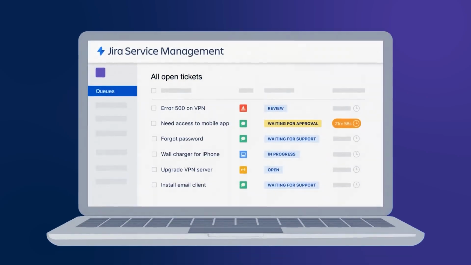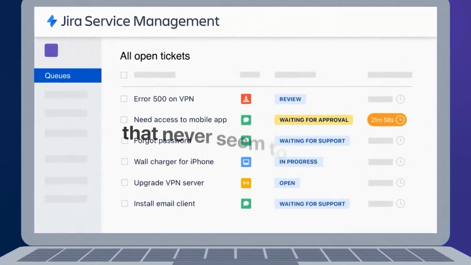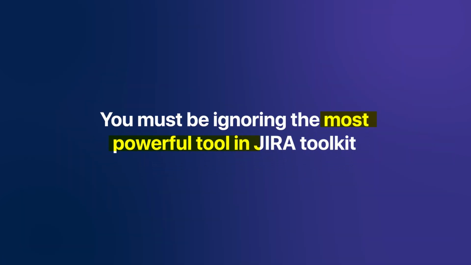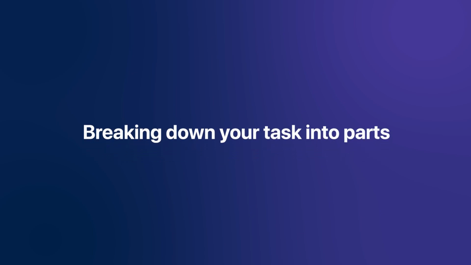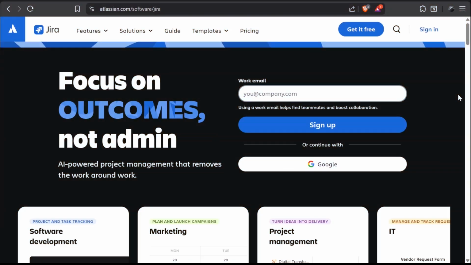Ever feel like your Jira board is getting cluttered with giant tasks that never seem to finish? You must be ignoring the most powerful tool in the Jira toolkit, subtasks. Breaking down your task into parts makes your work easier than ever. So let's get started. First things first, if you haven't signed up, it's faster than ever.